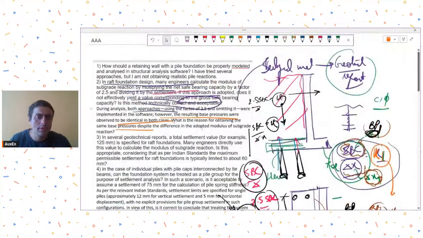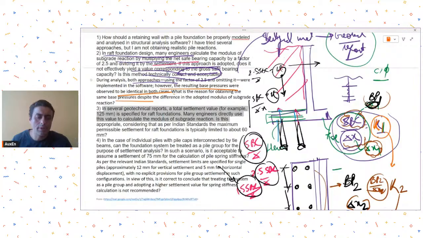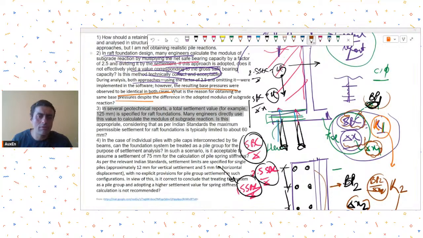Okay, then his next query is, in several geotechnical reports, a total settlement value of 125 mm is specified for raft foundations. I have never seen any report which is giving 125. I don't think 125 mm settlement is appropriate. You should see how come that report is giving you 125 mm. You should ask the geotechnical consultant why 125 mm settlement is being given, because in my opinion it's quite a lot. So this point you should try and discuss.